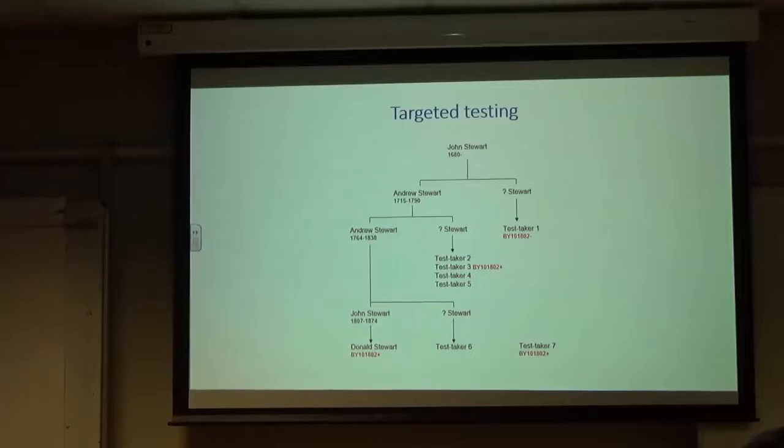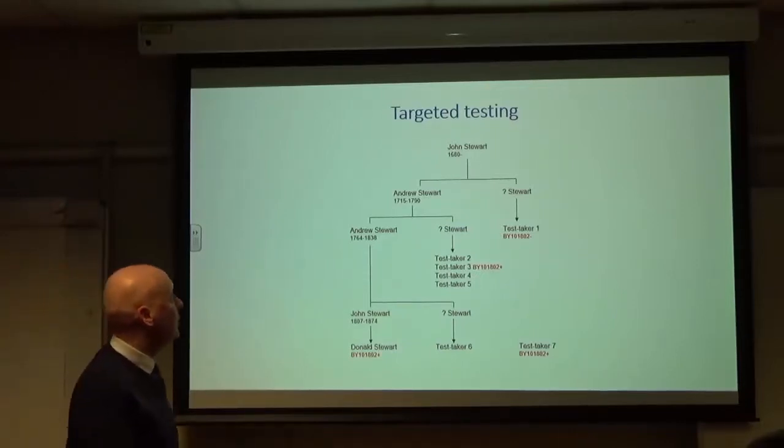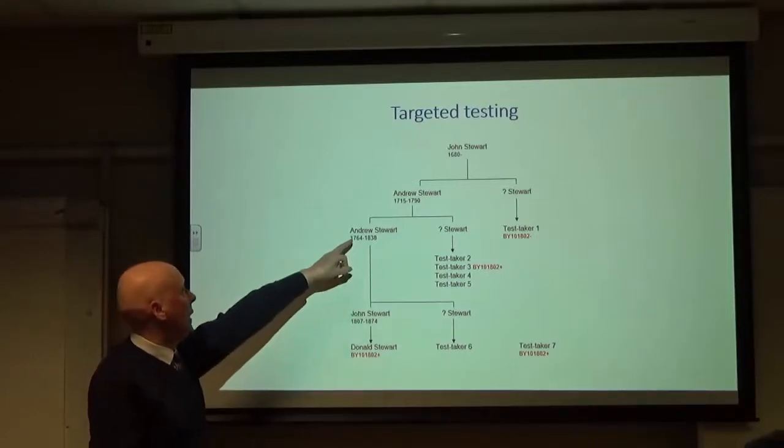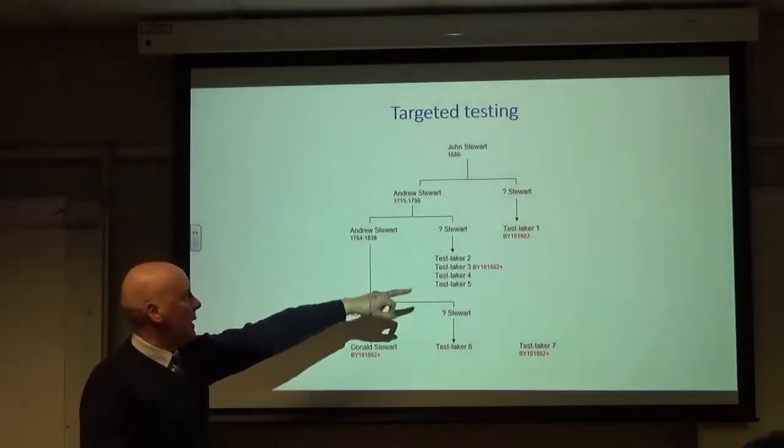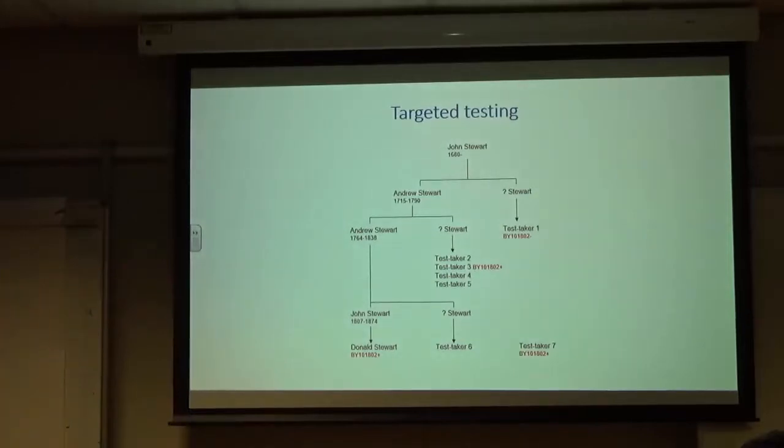Now, test taker 7, who's sitting on his own over there, his next stage is going to be to try and identify who his immigrant ancestor was, basically. And going by the dates, it's going to be either a brother of these two or a nephew of these two. And hopefully with further documentary research and possibly more tests being taken, you'll be able to identify that.